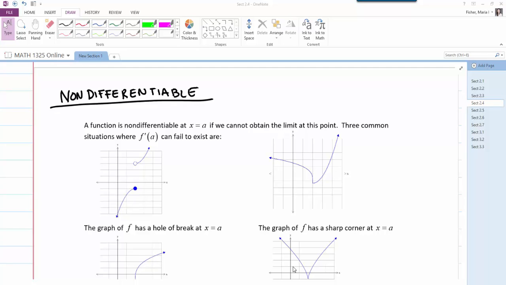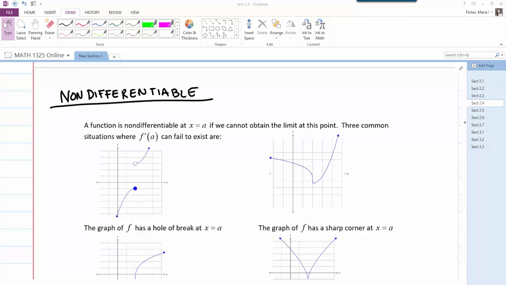We know how to now find the derivative using the four-step process. So when is it that the derivative does not exist? Is there a place where we are not differentiable? So we said that a function is not differentiable at x equal a if we can't attain the limit as we get to that point.